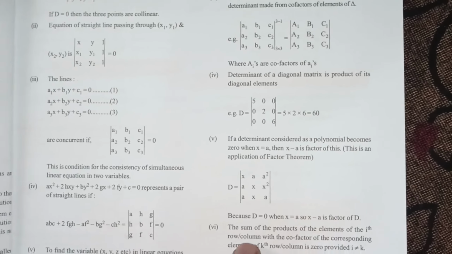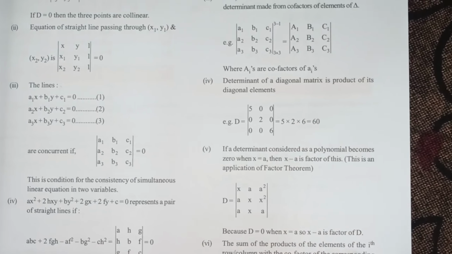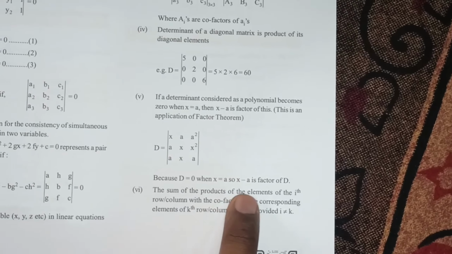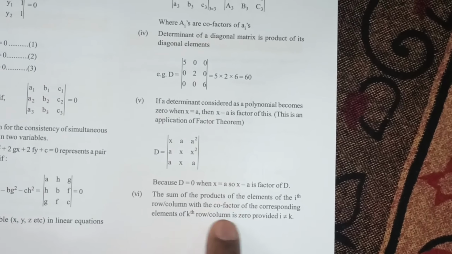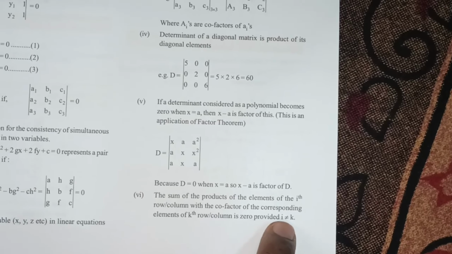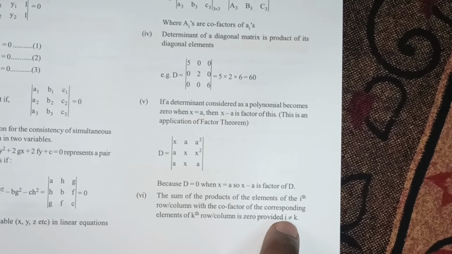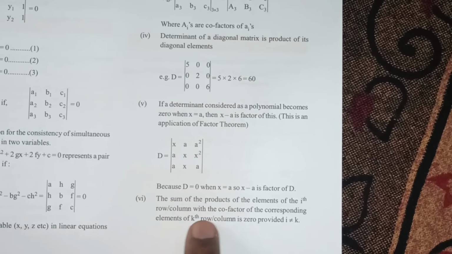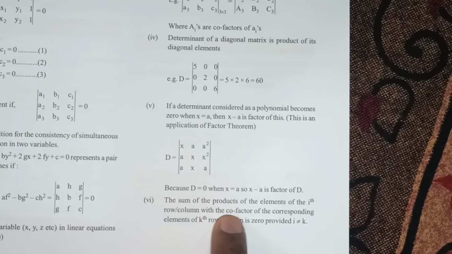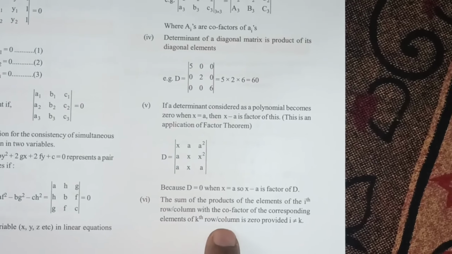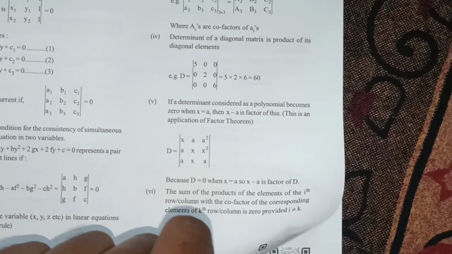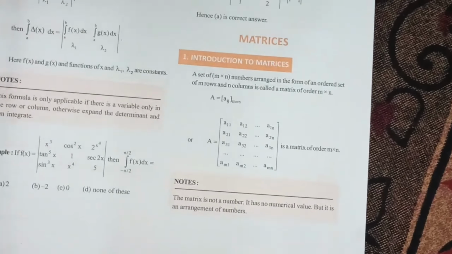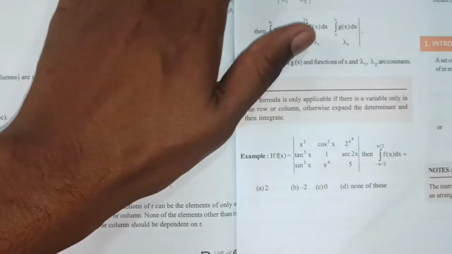Determinants applications. The sum of the product of the elements of the ith row or column with the cofactor of the corresponding elements of the kth row or column is 0, provided i is not equal to k. This we will understand in the next video. See, it can be easily understood by this method.